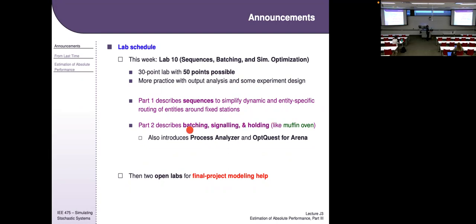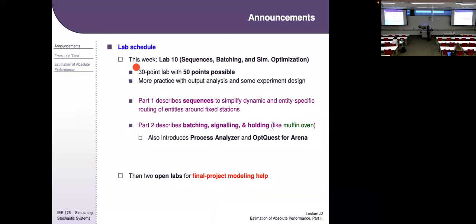This part two also talks about the process analyzer and OptQuest, which are two tools that may be useful in your final project, so that you don't have to manually run a bunch of simulation replications. The process analyzer can automate running through a process that you set. Like you say, we're running 10 replications under these conditions, 10 replications under these conditions. Whereas with OptQuest, you say, I want to minimize or maximize this particular output variable, and it will automatically figure out how to run the replications to do it. So two powerful tools there.